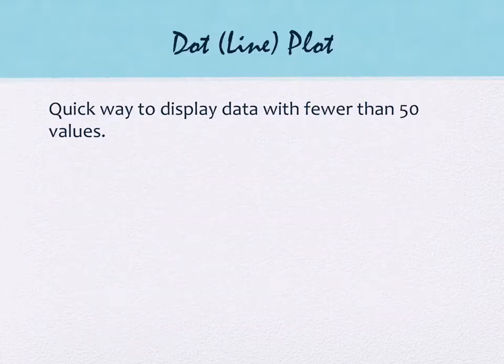Okay, the next one we're looking at is called a dot or a line plot. I refer to them as dot plots because we're going to have something later called a line graph. You don't want to confuse a line plot and a line graph, so we'll call them dot plots. They are a quick way to display data with fewer than 50 values. Not trying to throw things off by telling you it's 50 values. You don't need to count and make sure there's 50 to use it or something like that. It's just got a small number of values is the point.